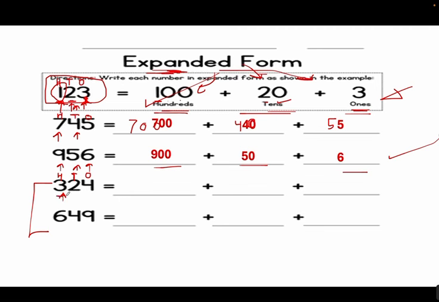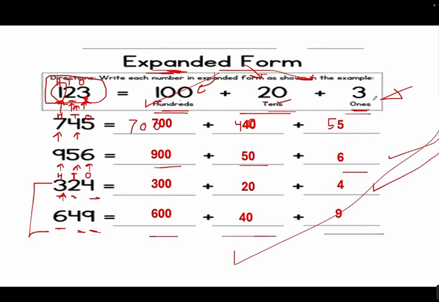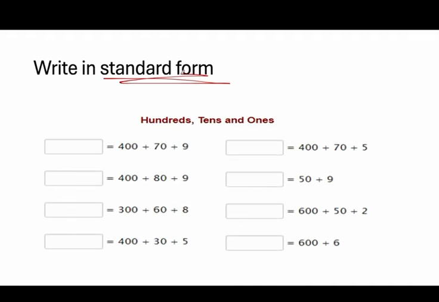3 hundreds, 300. 2 tens, 20. 4 ones, 4 without 0. 6 hundreds, 600. 4 tens, 40. 9 ones, 9. Let's check. 649. Okay, now we are going to write the numbers in standard form.